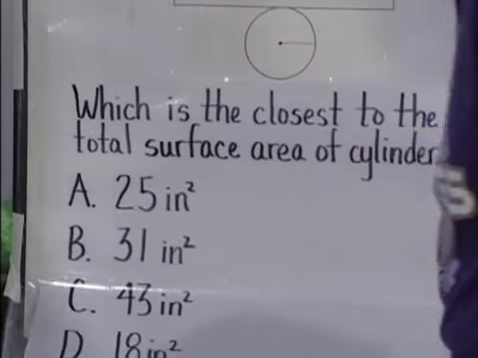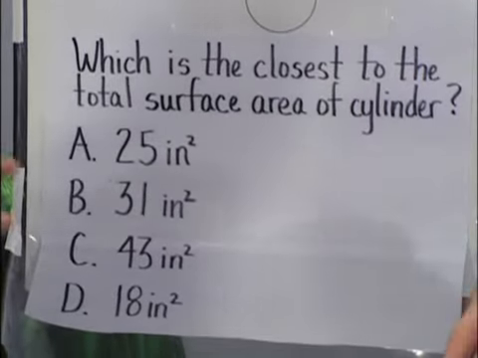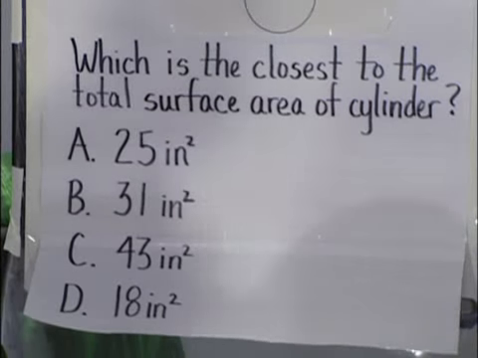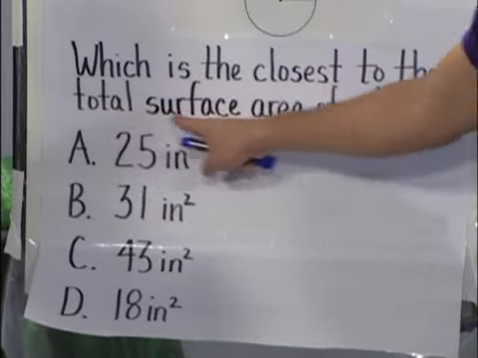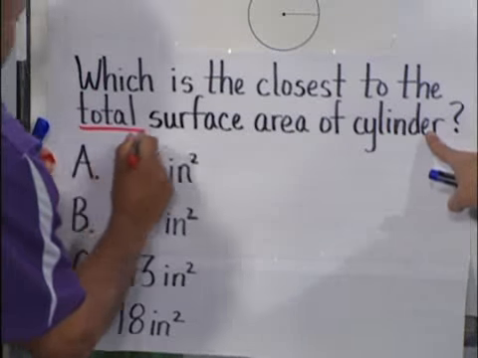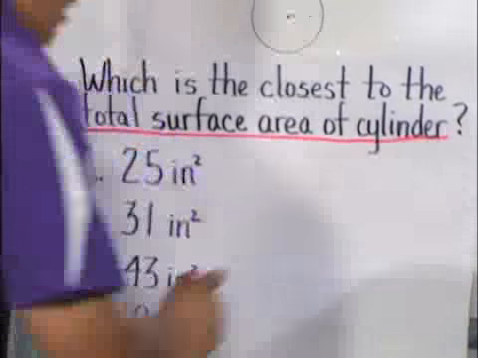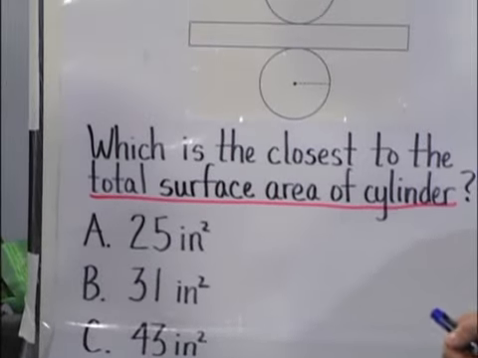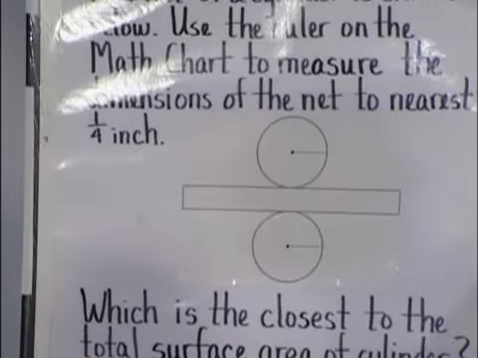Very good, Mr. Hodson. And I think it's important, students, as you get your problem, please understand what the problem's asking. In this case, the problem's asking for the total surface area of the cylinder. Please underline that. That's a good point to make, Mr. Hodson. So we're looking for the total surface area of the cylinder.